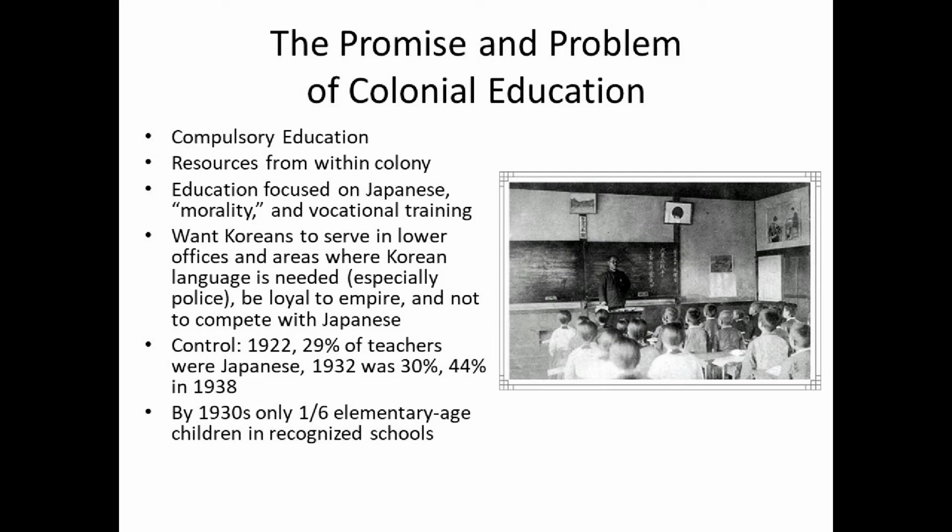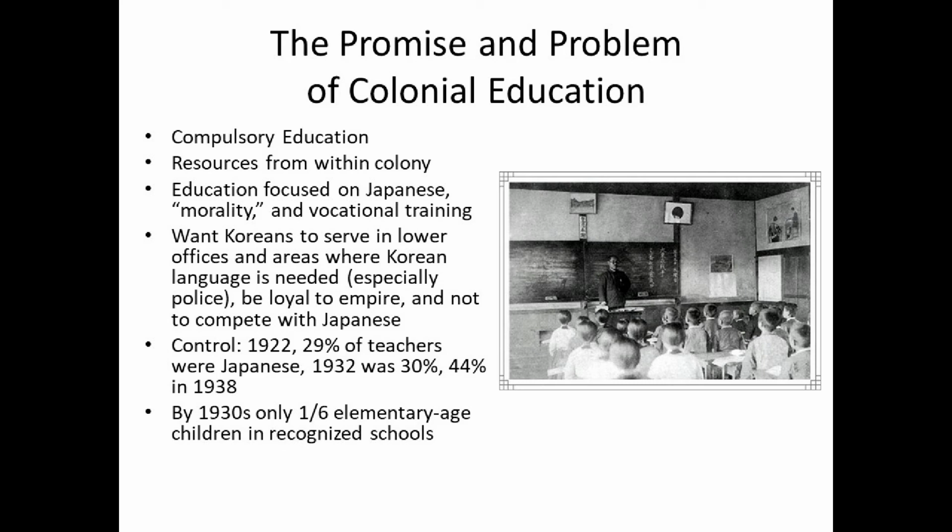So the Japanese education system in Korea, which Koreans were expected to pay for, wanted Koreans to serve in lower offices and lower jobs in areas where Korean language was needed, especially the police, as I stated before, to be loyal to the empire and not to have any sort of education that would allow them to compete with the Japanese, right? They do not want them to be white-collar workers. They want them to be blue-collar workers who are loyal and who speak Japanese, right? They don't want education that will make Koreans able to rebel or question the government. They want education that will make Koreans do what the government wants.